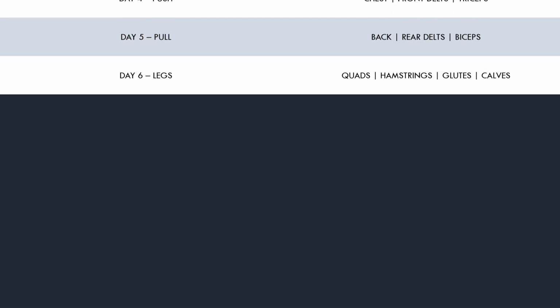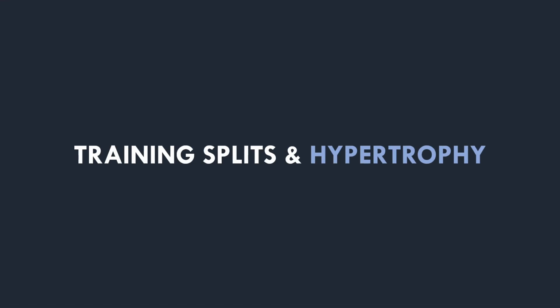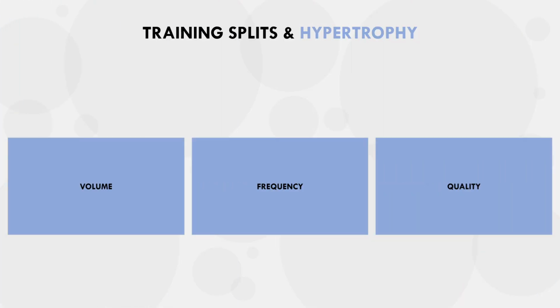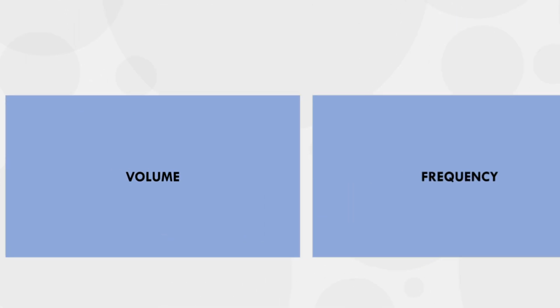Essentially, the training split that we implement should be a product of 3 key variables. These are volume, frequency, and quality. Let's now cover how each of these variables influence hypertrophy, and how it may affect which training split we implement. The first and probably most important variable in this discussion is training volume.